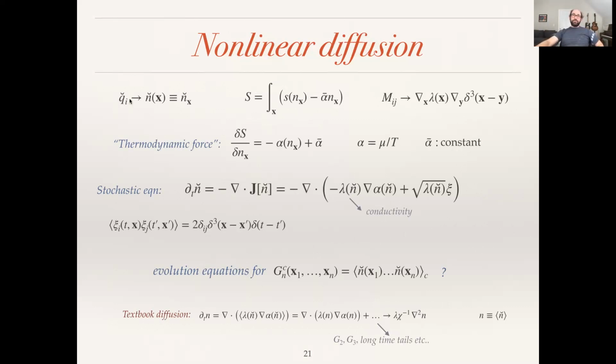Now, instead of a finite set of variables, I have fields which are labeled by a continuous variable x. I have the standard entropy function whose derivative is the thermodynamic conjugate of the density, which is the chemical potential, and so on. My Langevin equation is basically the diffusion equation, where both conductivity and alpha are some non-trivial functions of the density given by the equation of state. And also the noise is a function of the density as well. And now I'm interested in the evolution equation for the higher point cumulants, for which I can use this diagrammatic technique that I described earlier.